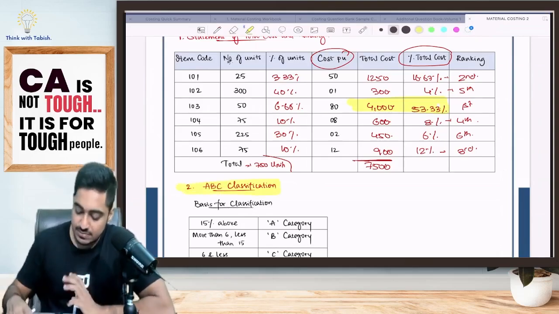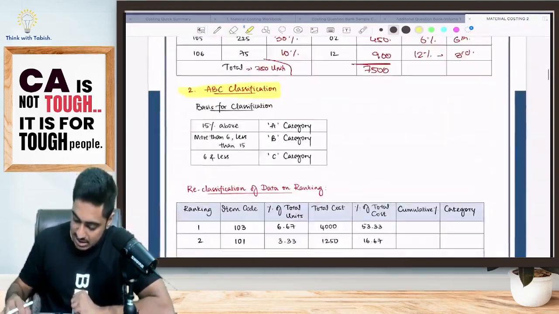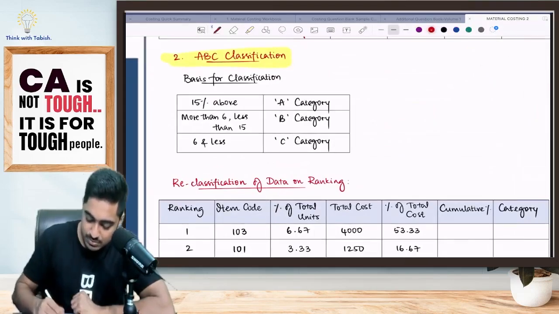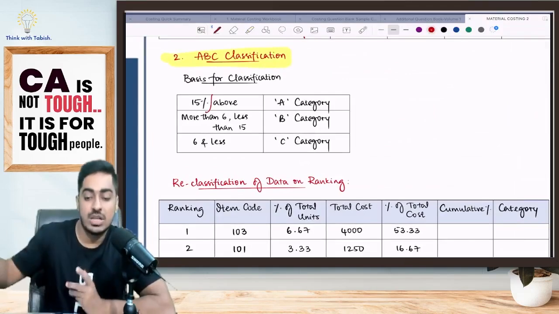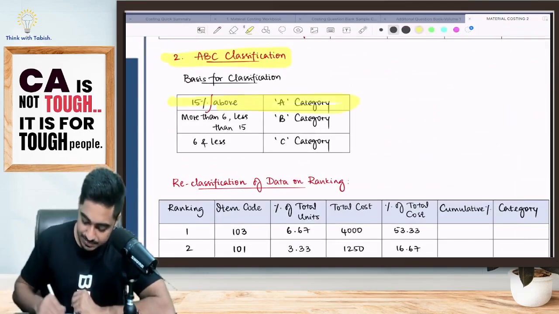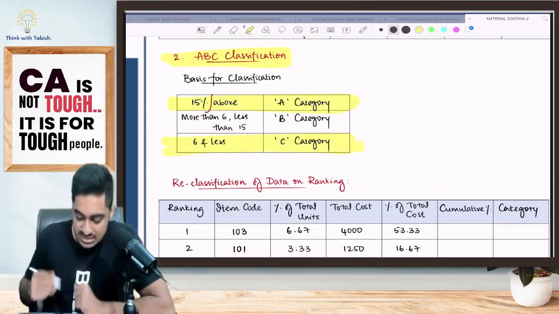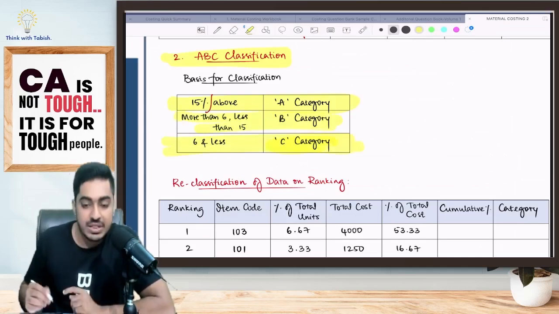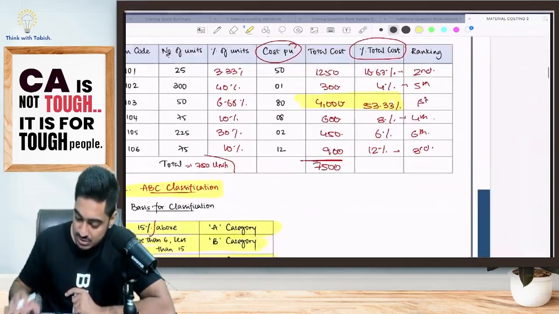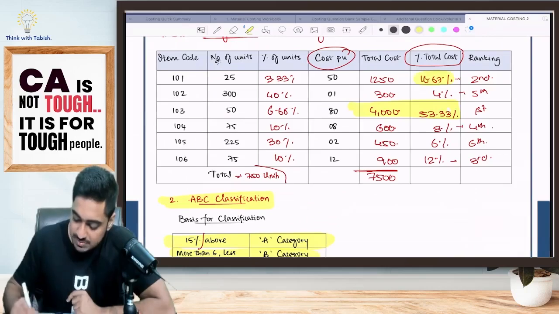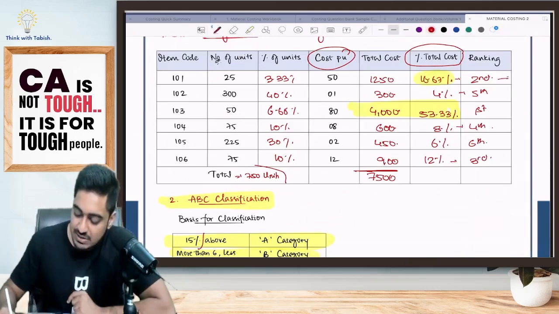Yes, directly I can finish it off. What did my question tell? My question told me that if it is 15% or above, 15% or more than 15%, it is A category. Okay, 6% or below, less than 6% means C category. In between that means B category. That means tell me one thing students. First item, it is 16.67%. Which category will it fall? 16.67%. It will fall under A category.